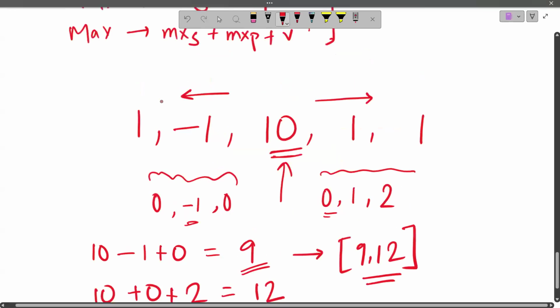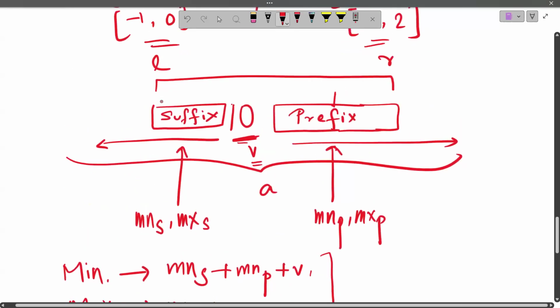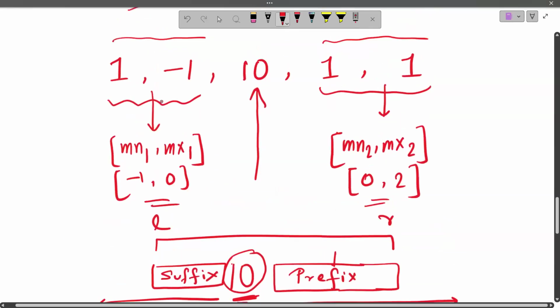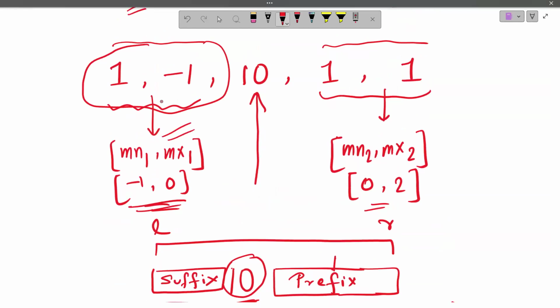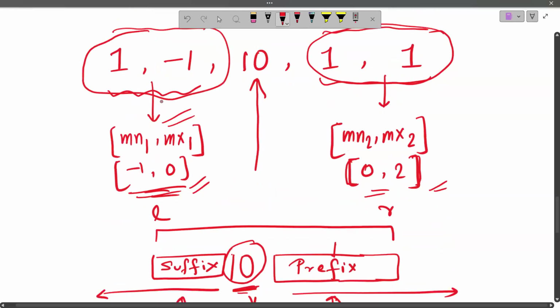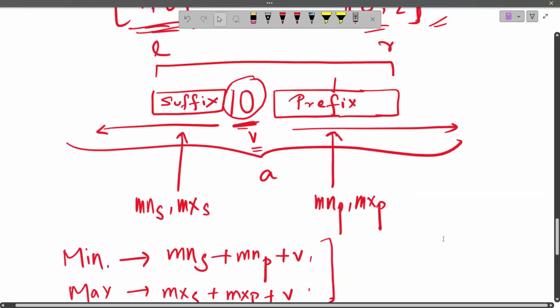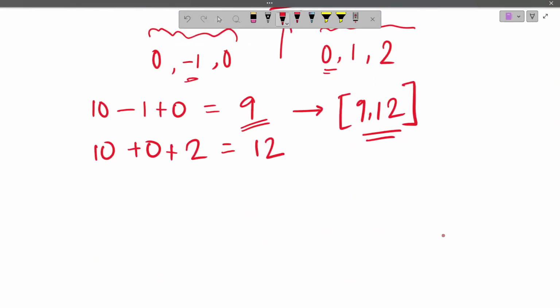So that means there are three ranges which we need to consider. Whenever I get an exceptional element, I need to consider three ranges. First, let me forget about this 10 and solve the problem only for the left part. I get some range -1 to 0, which can be found from Kadane's algorithm. Similarly, forget about this 10, solve the right part. You again get a range 0 to 2 from Kadane's algorithm. So here are the two ranges which you get independently by solving the left and right parts of the problem. So that is -1 to 0 and 0 to 2.